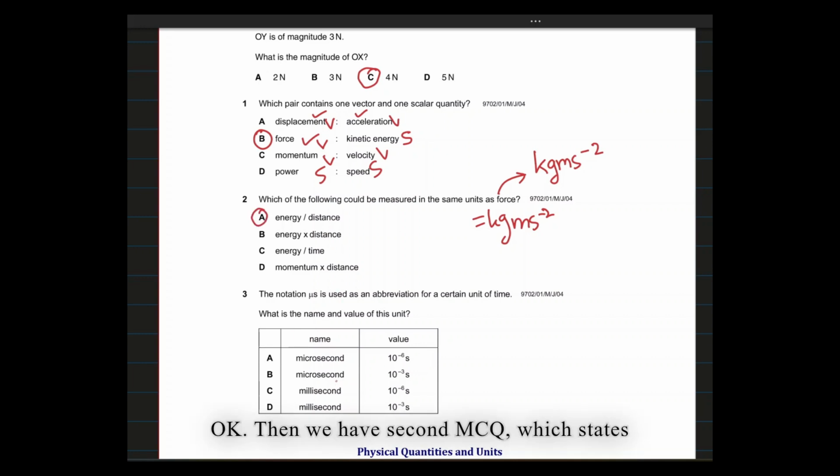Then we have the next MCQ, which asks for the name and value of this unit. Microsecond is 10 exponent minus 6. It is correct. The others are not correct. Milli is also not correct. And they have asked you for this symbol. You know that this is the symbol of micro. So A would be the correct answer.